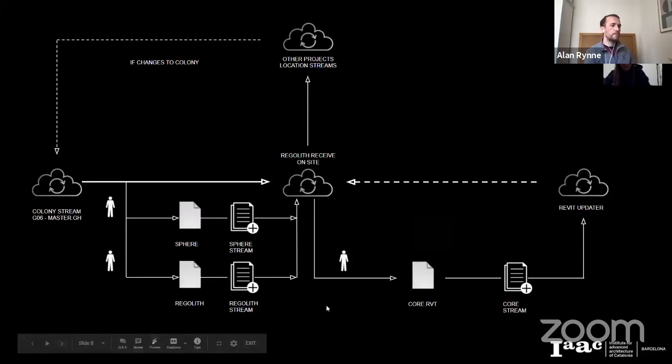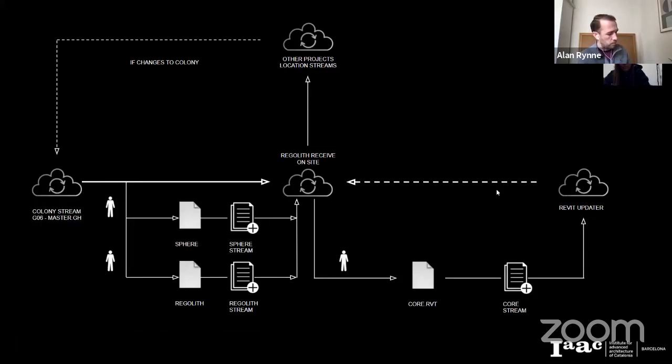So coming to the master workflow, we have a main stream, which is divided into three parts. One is the sphere stream, the second one is the regolith stream, and the third one is the core stream. The sphere and regolith streams were done inside Grasshopper and Rhino, and the core stream was developed inside Revit, which was regularly updated.